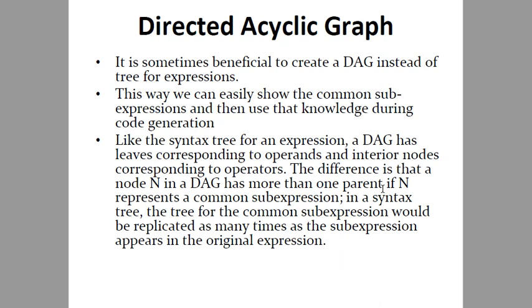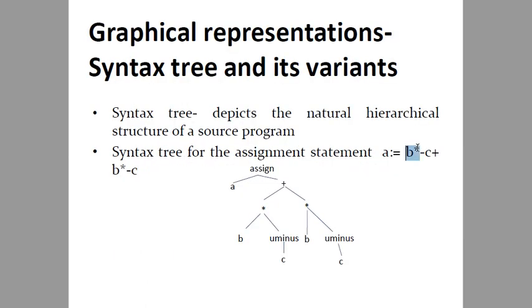It is sometimes beneficial to create a DAG instead of a syntax tree for expressions, because in a DAG the common sub-expressions are eliminated. A DAG, like a syntax tree, has leaves corresponding to the operands and interior nodes corresponding to the operators. But the difference is that a node n in a DAG has more than one parent if n represents a common sub-expression. In the previous example, we have a common sub-expression, b into minus c, which is repeated two times.